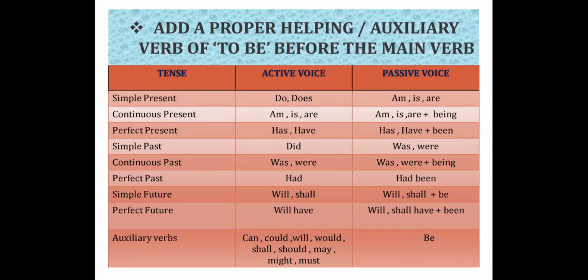The other auxiliary verbs are can, could, will, would, shall, should, may, might, must. At that time, we have to use the auxiliary verb be. Yes, be. So we have to add a proper helping verb or auxiliary verb before the main verb.